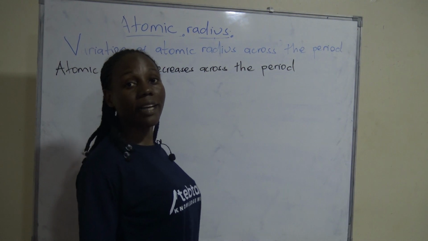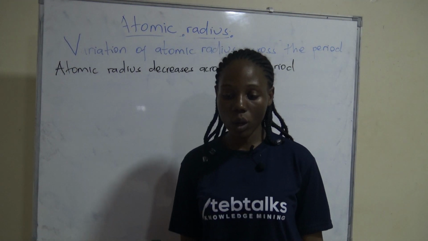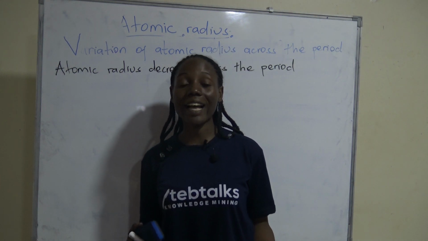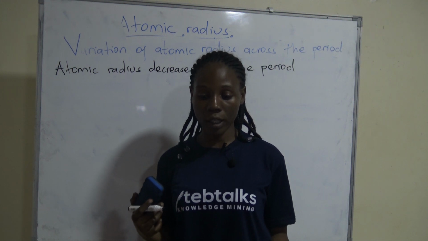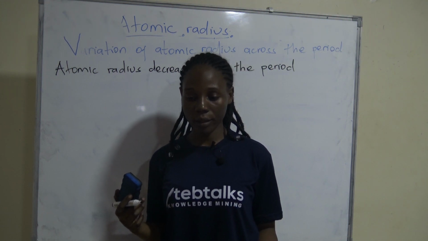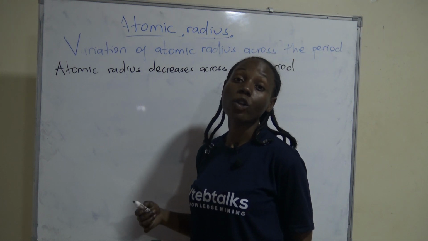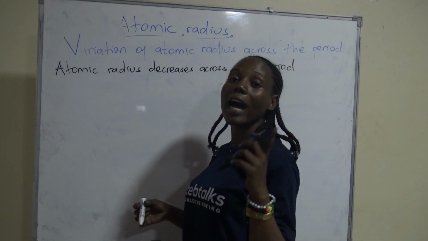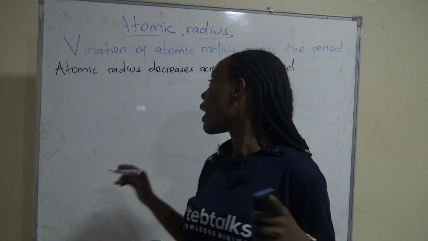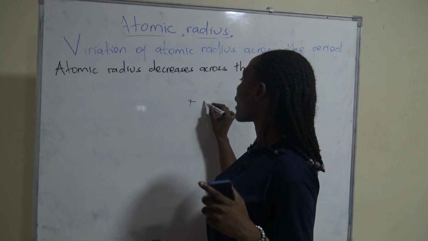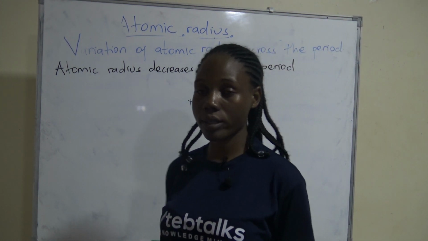And why is it that atomic radius decreases across the period? That is because the nuclear charge increases due to addition of an extra electron in the outermost shell. Remember, we say that for an atom to be neutral, if you add an electron, then a proton is automatically added. A positive plus a negative, you get a neutral point, the one we call 0.